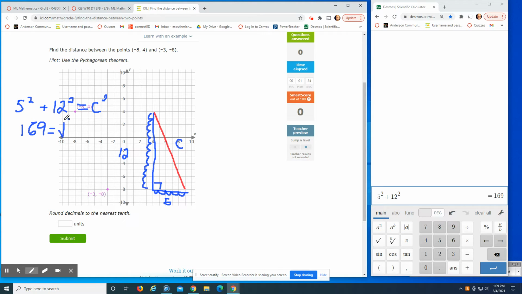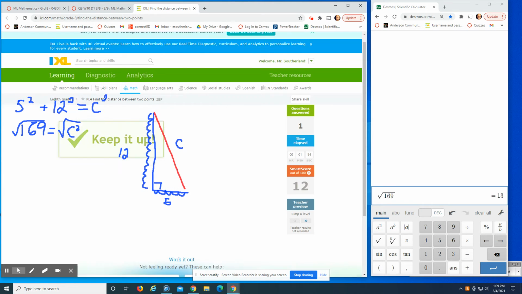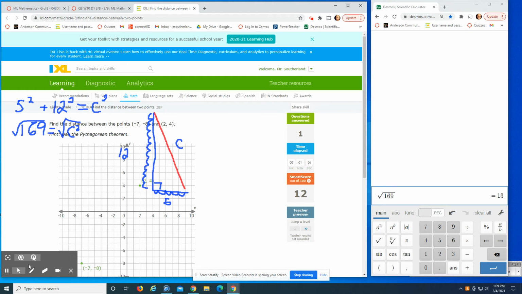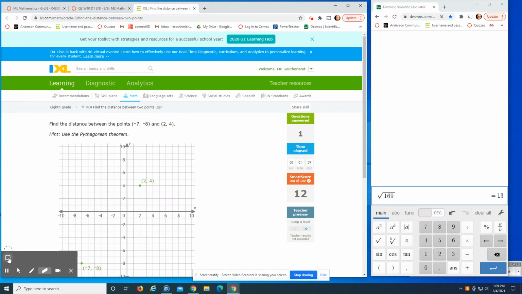And just like before, we're going to do the square root to finish. And we can see that the square root of 169 is 13. And then we do the process all over again.